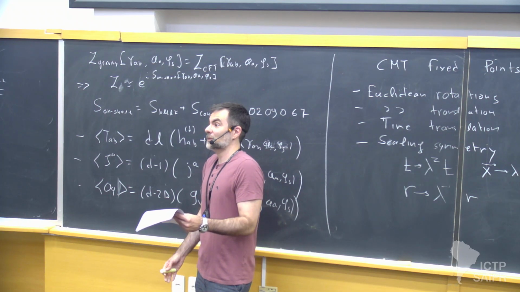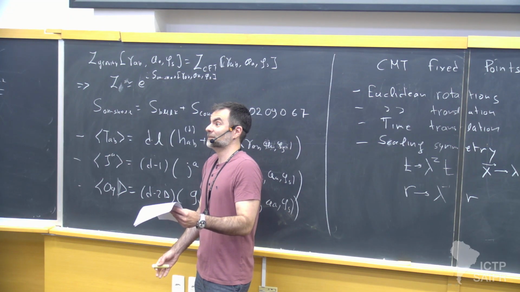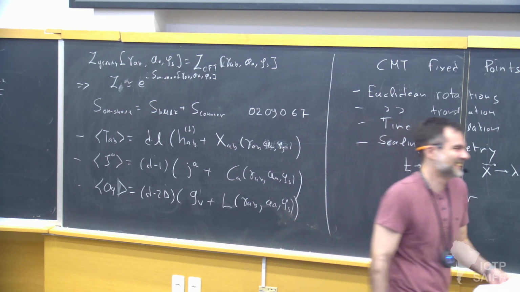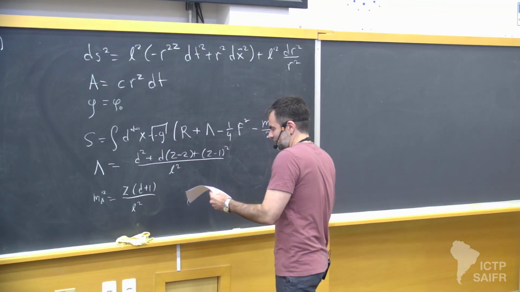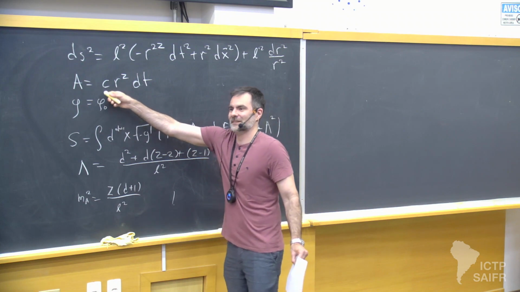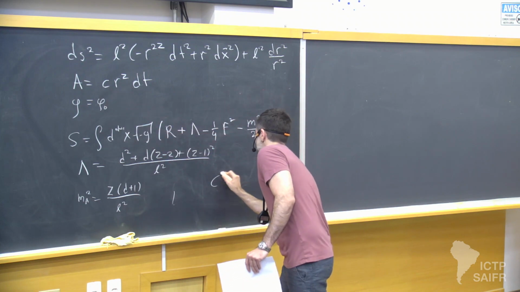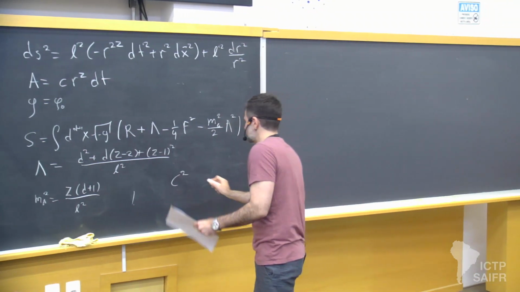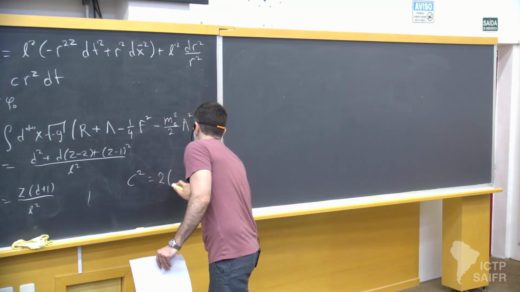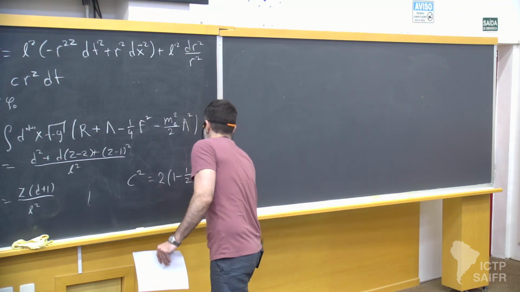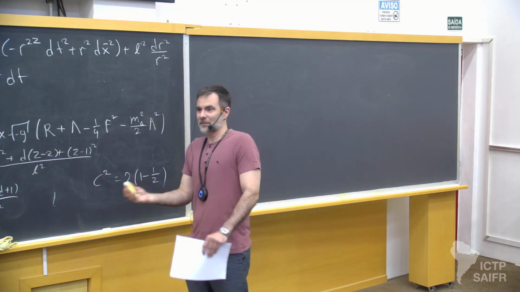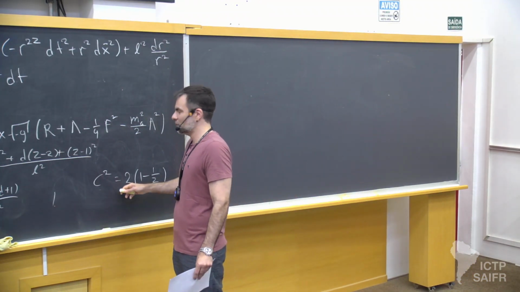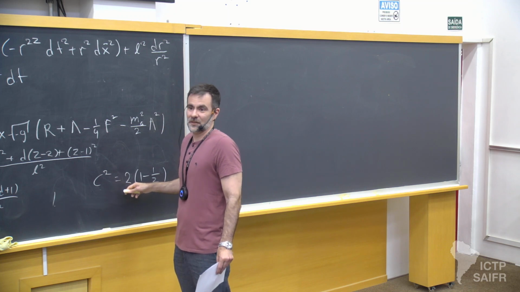Do we care about that? Let me write down my last equation. So the last equation that I want to write is this one. So what is this C? This C has C squared is 2 times 1 minus 1 over Z. You can take AdS and you can have a massive scalar, but it will be 0 on AdS in the Z equals 1 case.